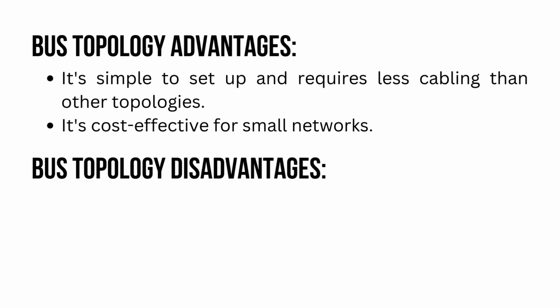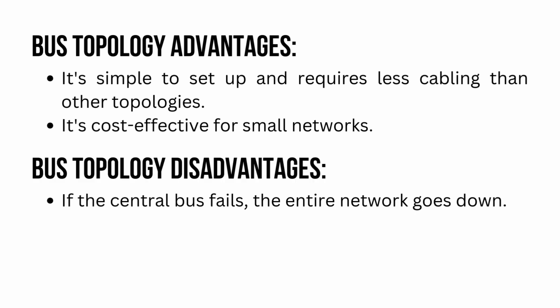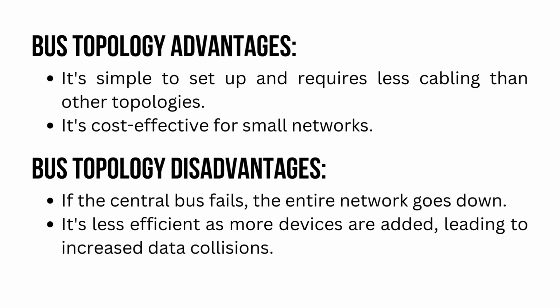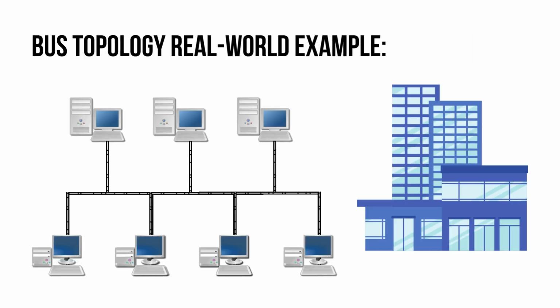Disadvantages of bus topologies are that if the central bus fails, the entire network goes down. It is less efficient as more devices are added, leading to increased data collisions. As a real-world example, bus topology was widely used in early Ethernet networks and is still found in small office setups and home networks where simplicity and cost are priorities.